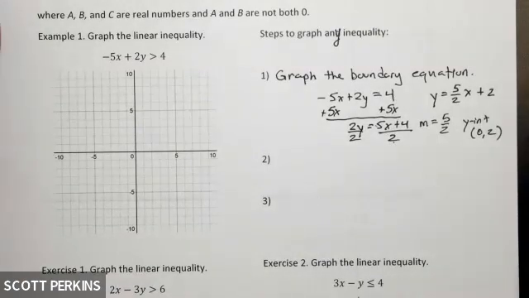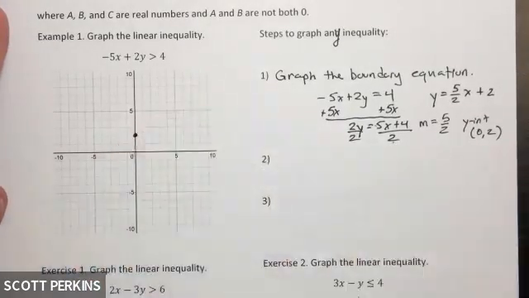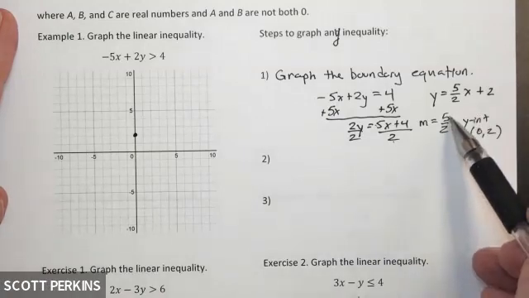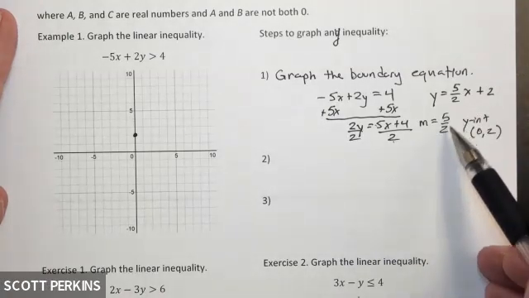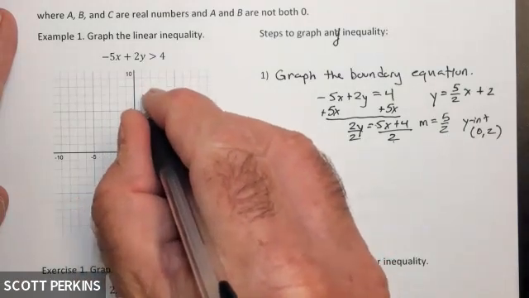I'm going to go ahead and do that now. If you're ahead of me, make your dots, but stop before you connect the dots. 0, 2 is my y-intercept, so I'm going to make a nice dot right there. Then my slope is 5 over 2, so that's up 5 and then right 2. It's positive in both directions. So up 5, 1, 2, 3, 4, 5, right 2.